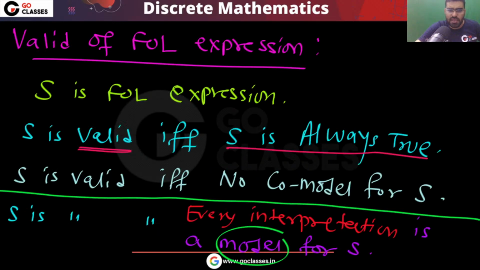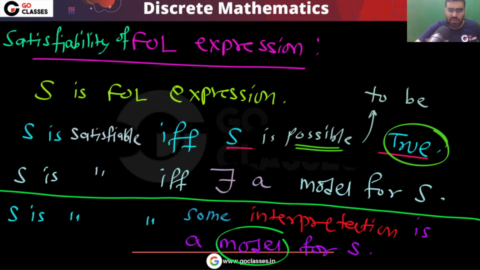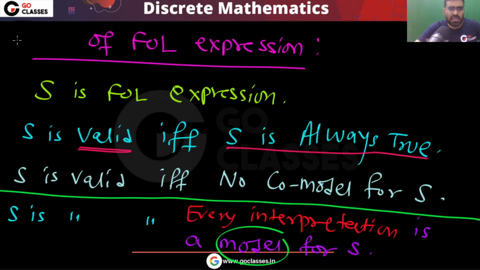Now you can see invalid. When can I say invalid? In which situation can you say invalid? Like, when can you say invalid?